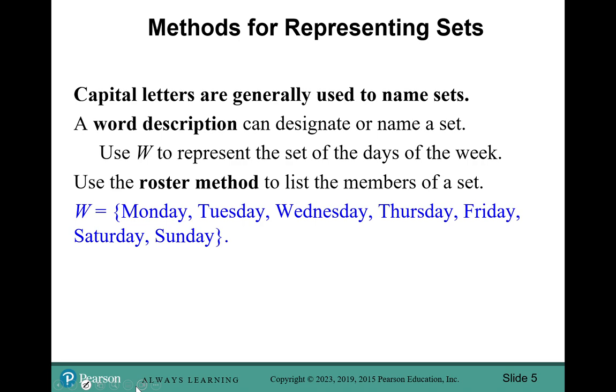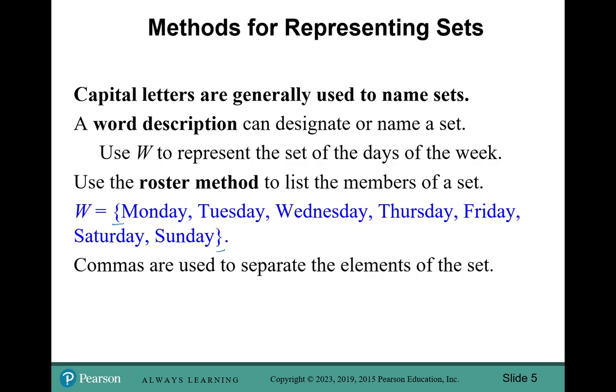So if we let W define this set, the days of the week, using the roster method, which is basically just using these curly brace symbols on either side to include the set, the days of the week are Monday, Tuesday, Wednesday, Thursday, Friday, Saturday, and Sunday. We include them in these braces. That is the roster method, where we just list all elements of the set within those 2 braces.